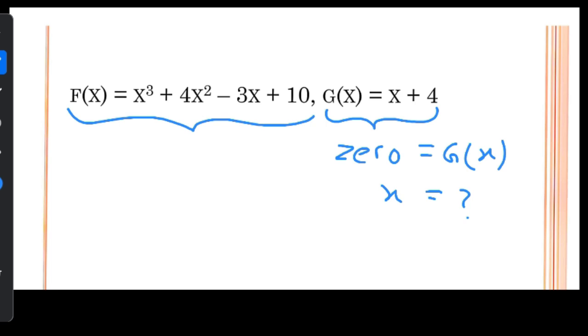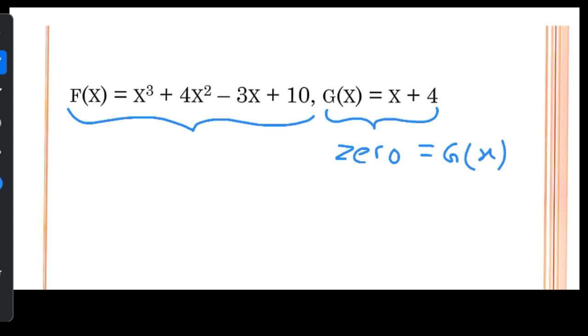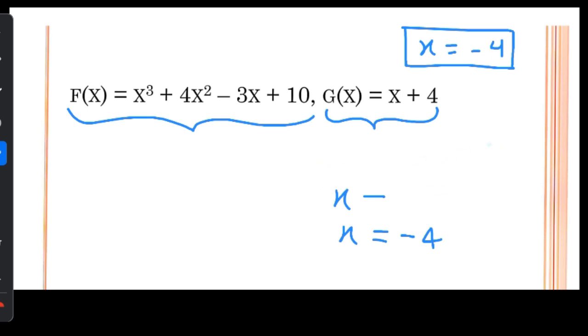Let me solve it so that you can know how it is solved. First step is to equate gx to 0, right? So that involves x plus 4 equals to 0. That means x equals to minus 4. So you got x equals to minus 4, right? And that value you will use with fx. How?